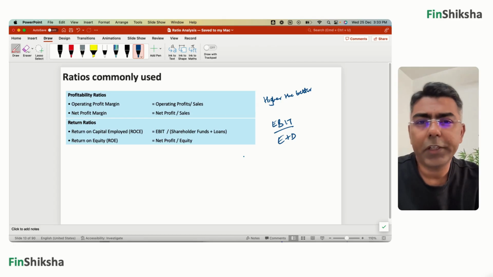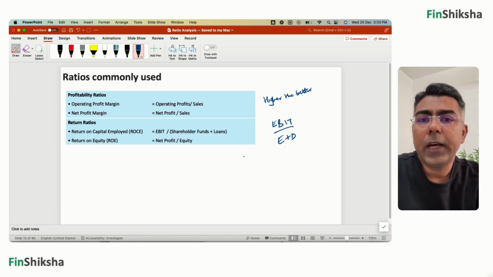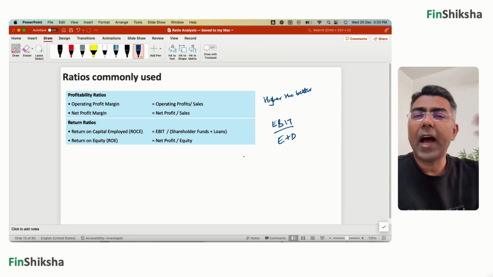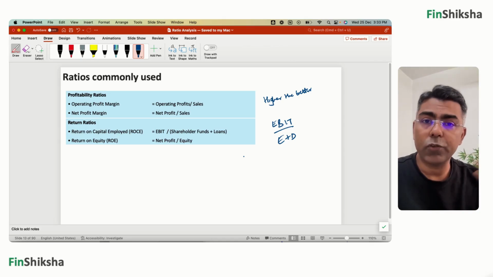That's a couple of return ratios that we typically calculate. The idea is to look at whether the company is really generating enough returns for its shareholders. Generally, higher return ratios denote access to capital.